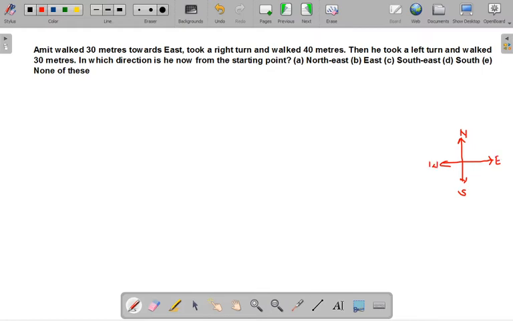Amit walked 30 meters towards east. Took a right turn and walked 40 meters. Then he took a left turn and walked 30 meters. In which direction is he now from the starting point?